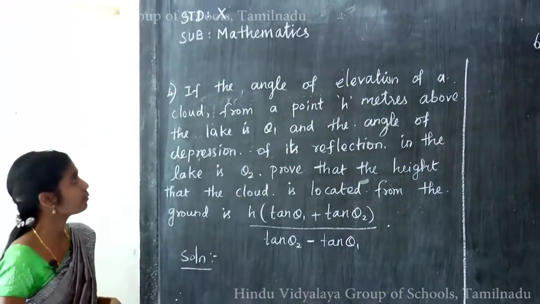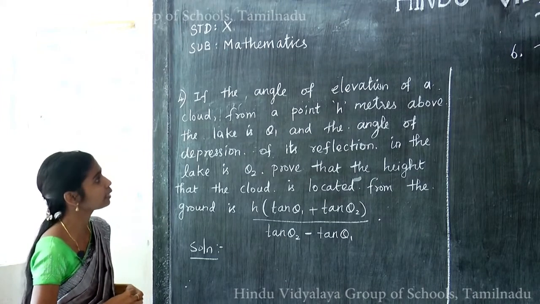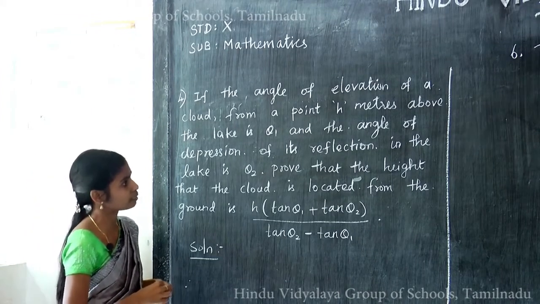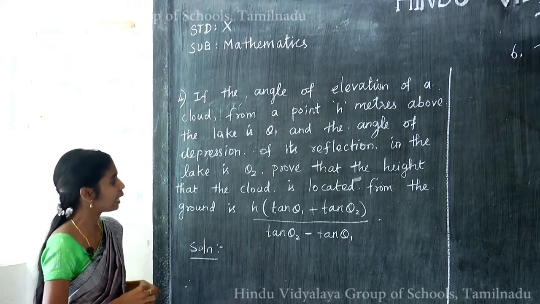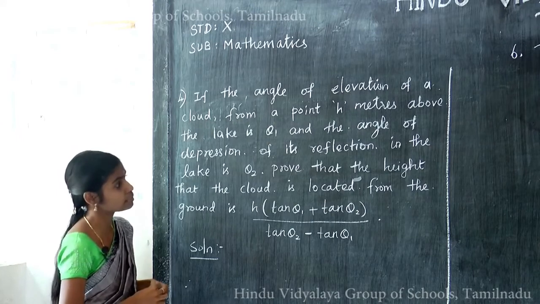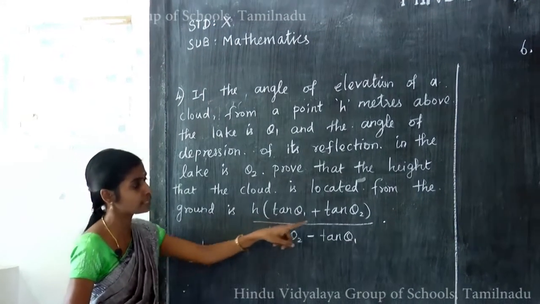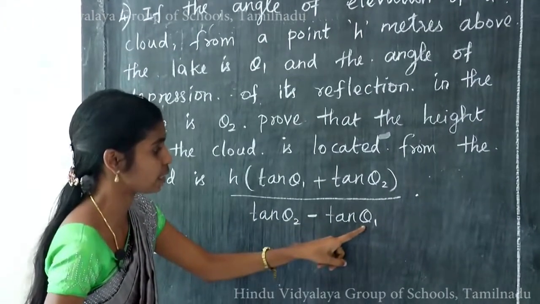If the angle of elevation of a cloud from a point h meters above the lake is theta 1 and the angle of depression of its reflection in the lake is theta 2. Prove that the height at which the cloud is located from the ground is h into tan theta 1 plus tan theta 2 divided by tan theta 2 minus tan theta 1.